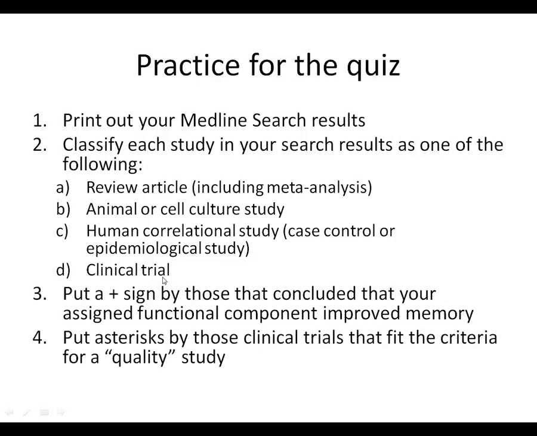And then for the clinical trials, put a plus sign by any clinical trial that shows that giving somebody the functional component you've been assigned improved their memory. That's a way to track the actual results. And then put an asterisk by those clinical trials in your list that were double-blind, used a placebo, had a large sample size, etc. All those criteria for a quality study.